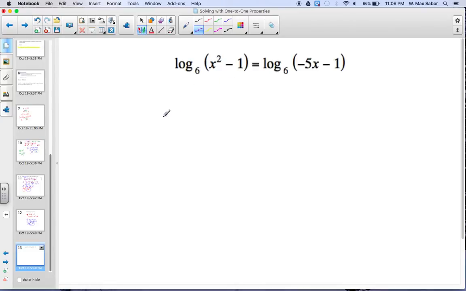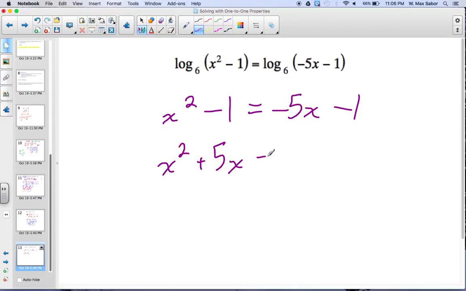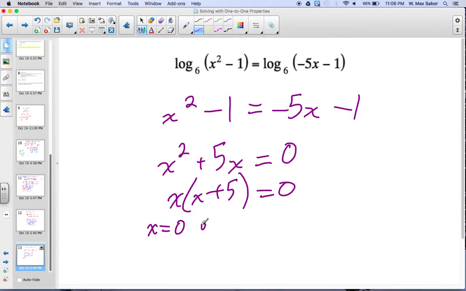Same log, so we can say x squared minus 1 equals negative 5x minus 1. Get everything on the same side. X squared plus 5x equals 0. So x times x plus 5 equals 0. So x equals 0 or negative 5. We plug in 0, we get 0 minus 1. That does not work because then we are substituting in a negative. So 0 did not work. Let's try negative 5. Negative 5 squared would be 25 minus 1. That's fine. This would be 25 minus 1. That's fine as well.